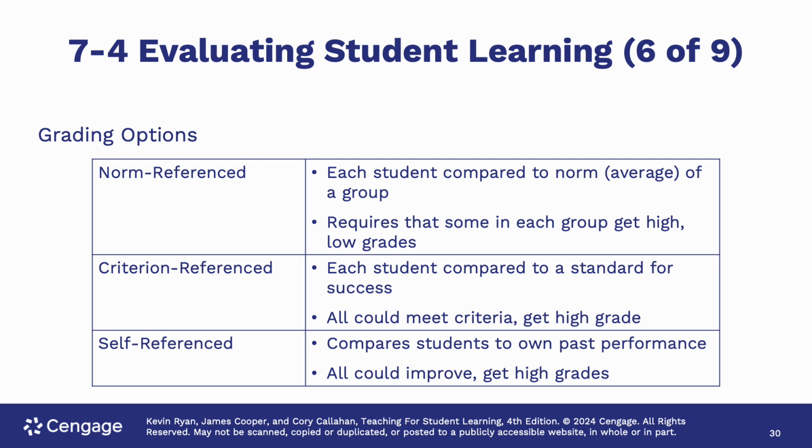So you can do norm-referenced grading, criterion-referenced, or self-referenced. In norm-referenced, you're comparing to an average of a group, and in criterion-referenced, we're compared to a standard. In self-referenced, you're comparing it to your own past performance. Everyone can improve and get high grades.